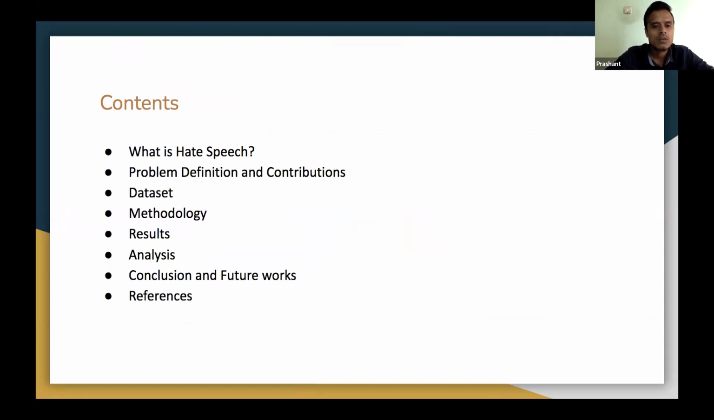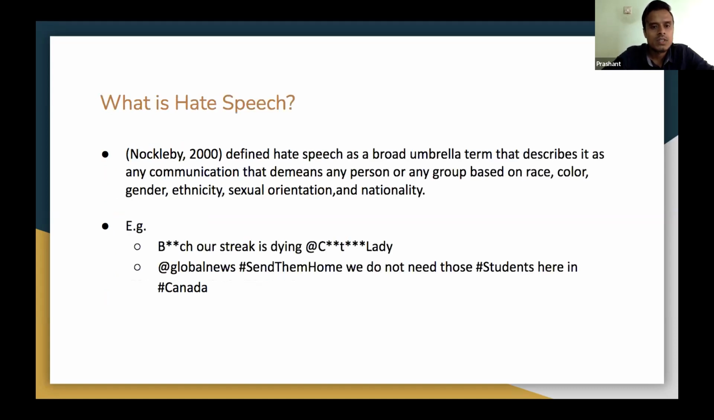First I will be explaining what is hate speech, then the problem definition and the contribution that we have made, the datasets that have been utilized to perform the experiments, the methods developed, followed by the results and analysis, and the conclusion and future work. So what is hate speech?